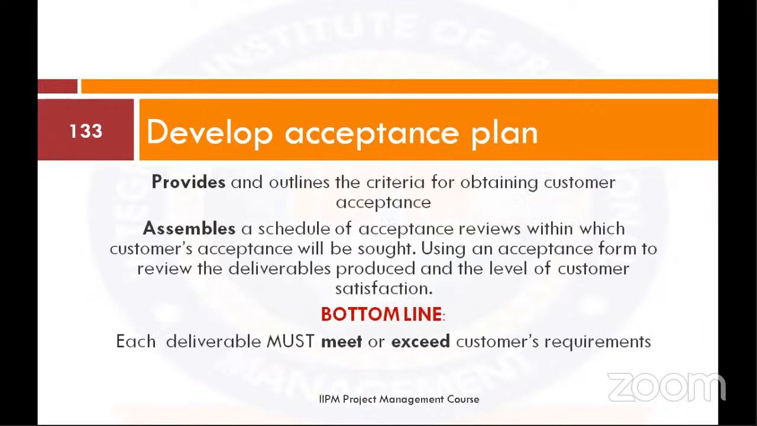Then the acceptance plan. At what point, what criteria will you use to justify that, yes, customers will see this and they will accept it? You need to justify that. So provide and outline the criteria for obtaining customer acceptance. Assemble a schedule of acceptance reviews within which customers' acceptance will be sought, using an acceptance form to review the deliverables produced and the level of customer satisfaction. The bottom line is each deliverable must meet or exceed customers' requirements or expectations.